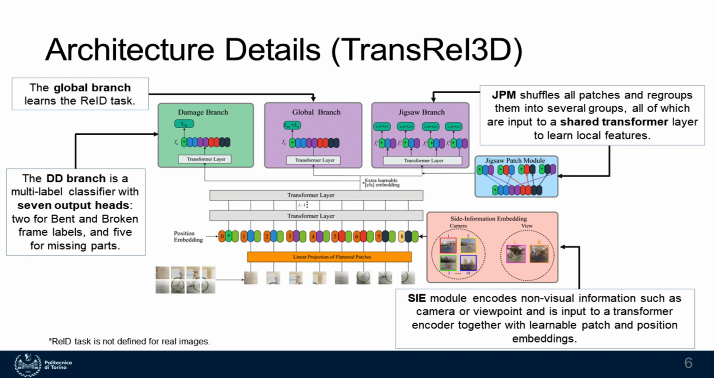It is possible to see the architecture in detail here. First, the learnable patch and position embeddings are input to a transformer encoder along with non-visual information such as camera or viewpoint that is encoded by the side information embedding module. All patches are reorganized into different groups by the jigsaw patch module, which then inputs each group to a shared transformer layer to extract local features. The damage detection branch is a multi-label classifier with 7 output heads, while the global branch learns the re-identification task.